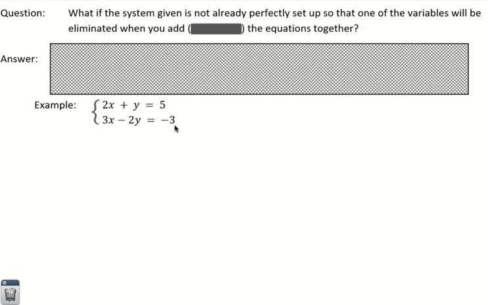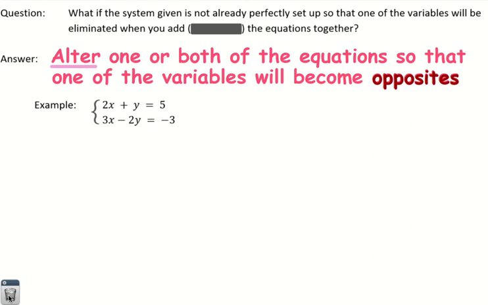So what do we do? That's the main issue here. Answer: alter one or both of the equations so that one of the variables will become opposites, or so they are going to be opposites. Okay? Now, how do we do that? As you think about that and finish writing down what's in pink there, I'll pause a little bit.